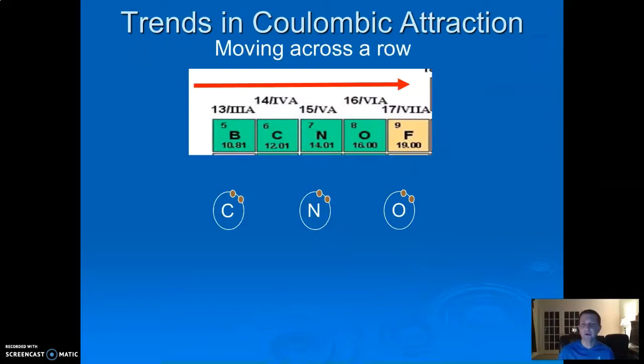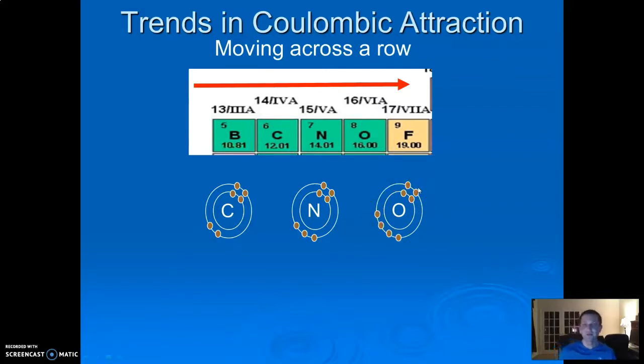Now, let's talk about moving across a row. A little bit trickier here. Let's look at carbon, nitrogen, oxygen. Three elements, all in period 2. So all of these have 2 electrons in the first level. Carbon would be 1s2, 2s2, 2p2. So that gives you 4 electrons in the second level. Nitrogen is 1s2, 2s2, 2p3, so you have 5 electrons in that level. Oxygen is 1s2, 2s2, 2p6, so you have 6 electrons in that level.